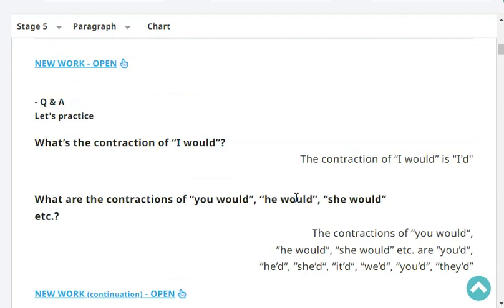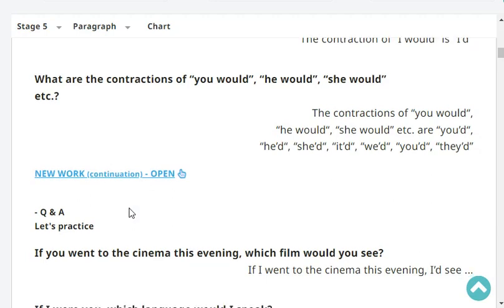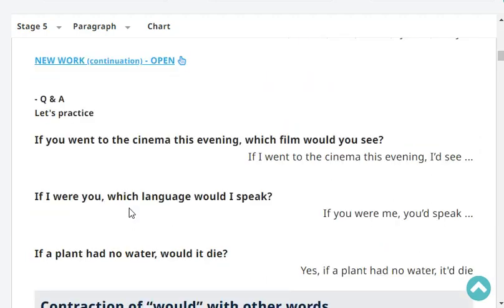What's the contraction of "I would"? The contraction of "I would" is "I'd". What are the contractions of "you would", "he would", "she would", etc.? The contractions of "you would", "he would", "she would", etc. are "you'd", "he'd", "she'd", etc. Very good.